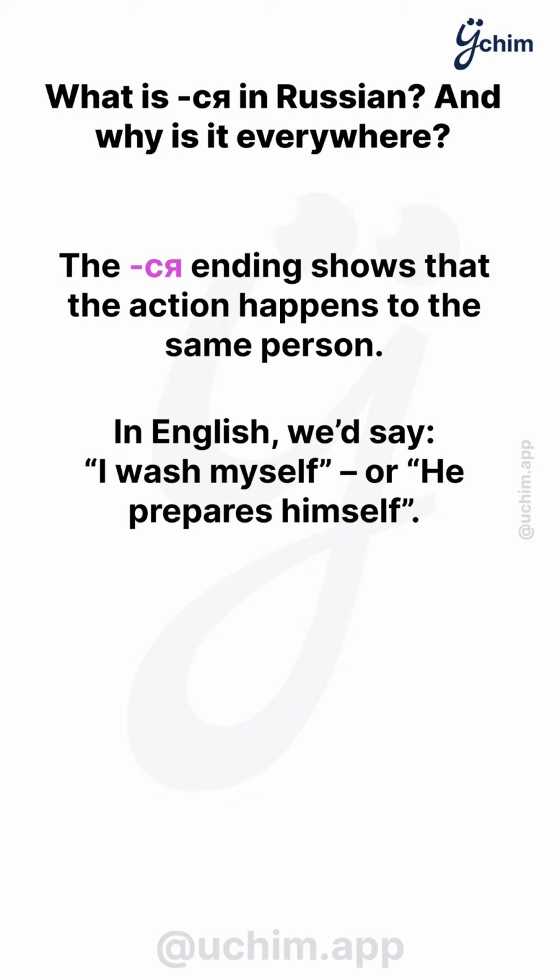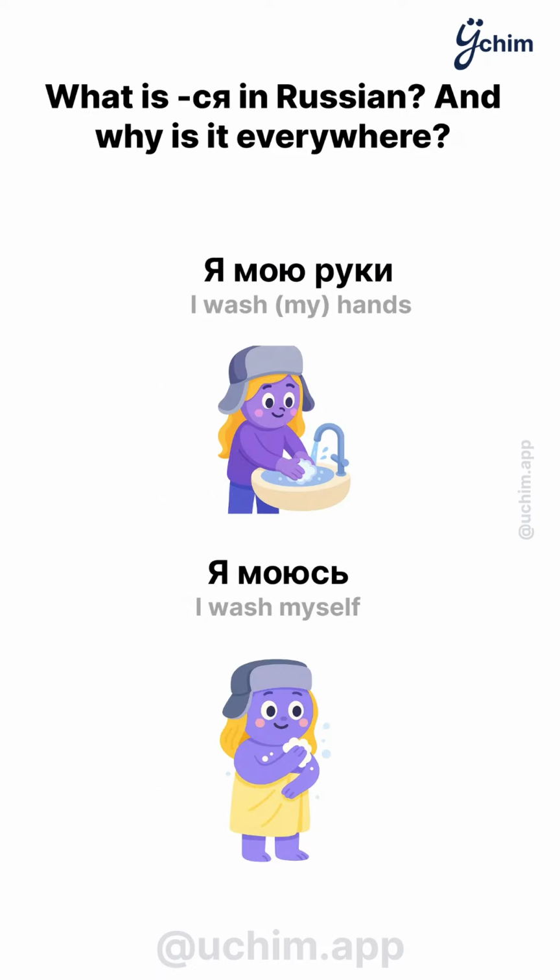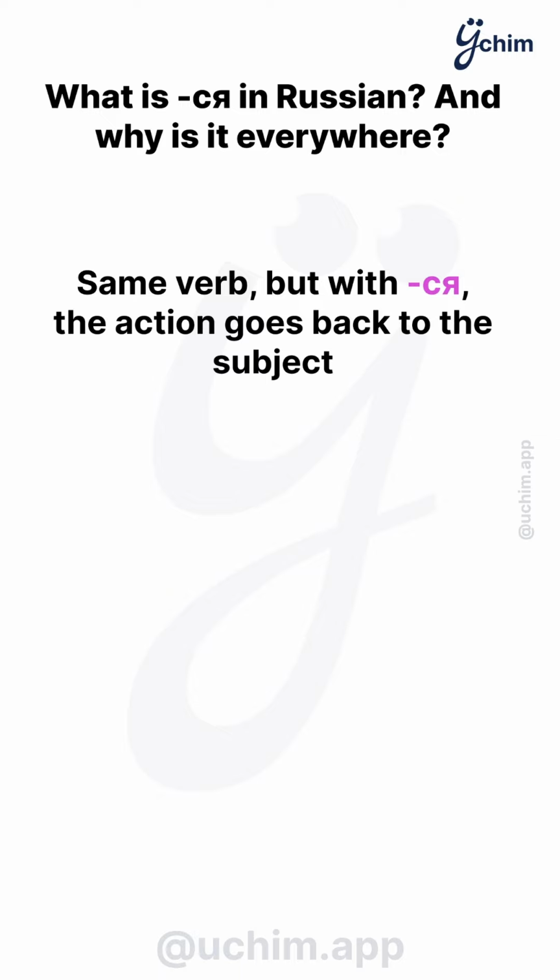In English, we'd say I wash myself or he prepares himself. In Russian, we just add ся at the end. Let's take this example. Я мою руки. I wash my hands. Я моюсь. I wash myself. Same verb, but with ся, the action goes back to the subject.